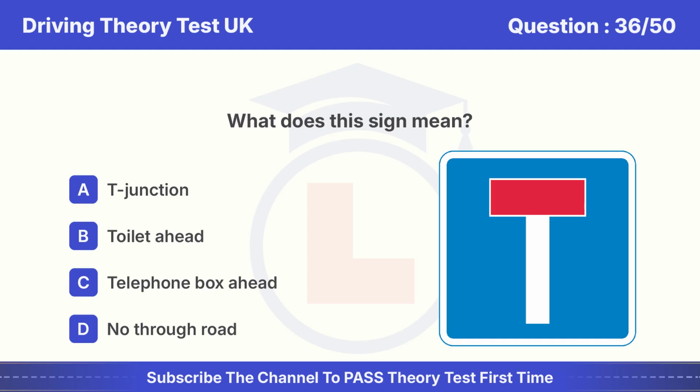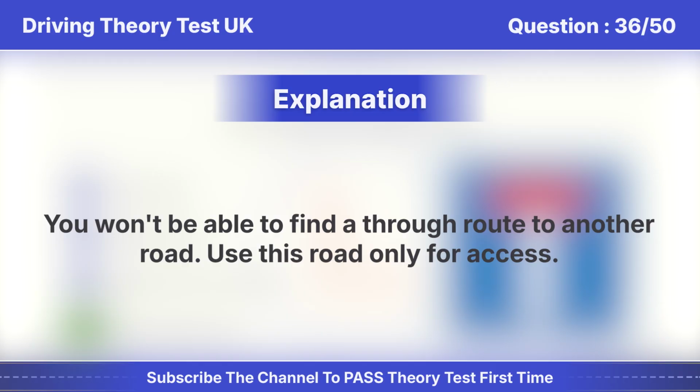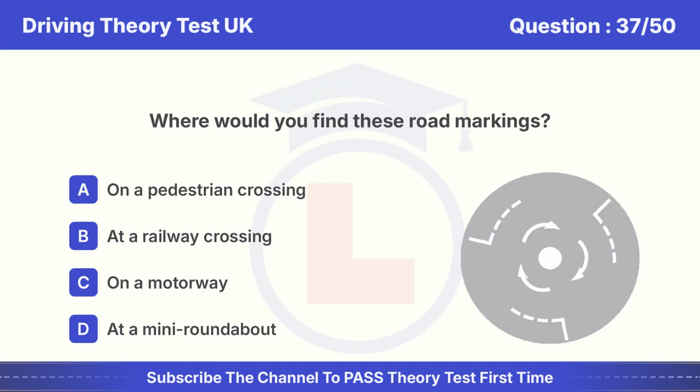Question 36. What does this sign mean? Answer is D. No through road. You won't be able to find a through route to another road. Use this road only for access. Question 37. Where would you find these road markings?